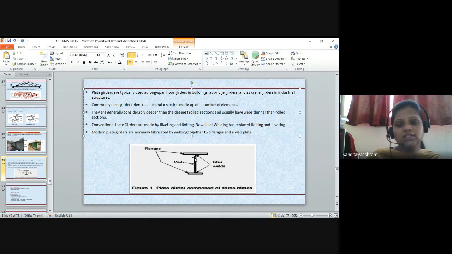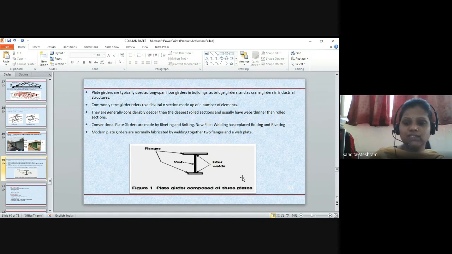We have to connect this web and flanges. We can connect with the help of this fillet weld. So this is a plate girder which consists of these three components. This is fillet weld, this is web section, and this is the flange section.